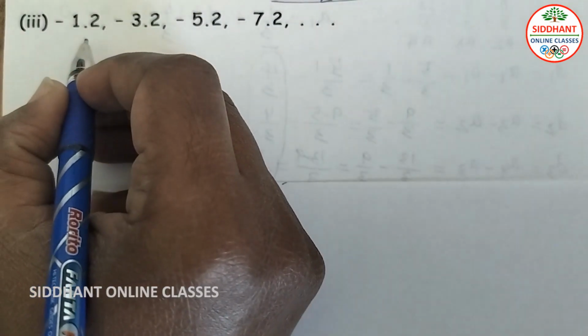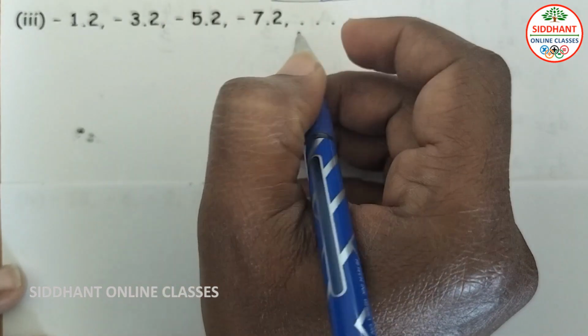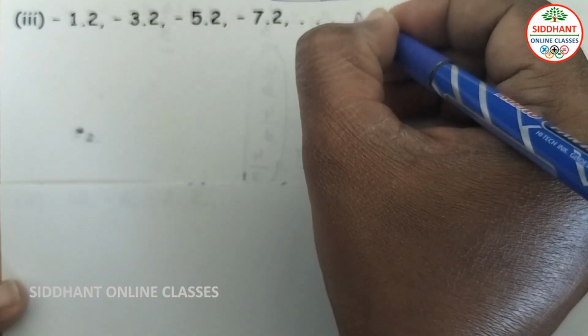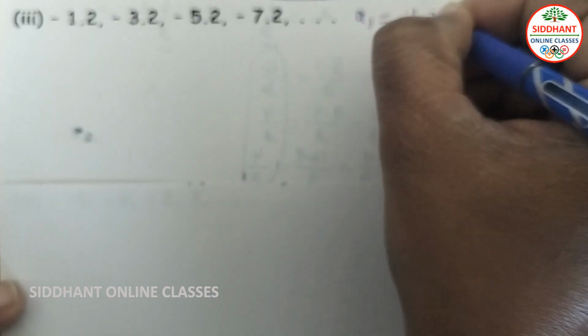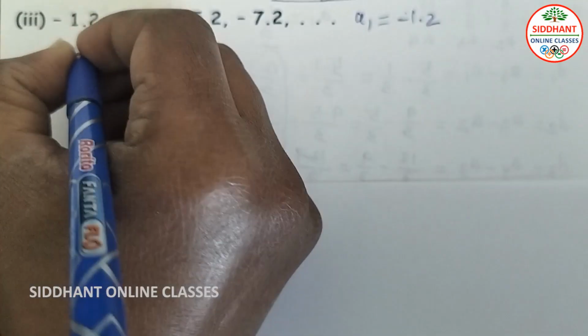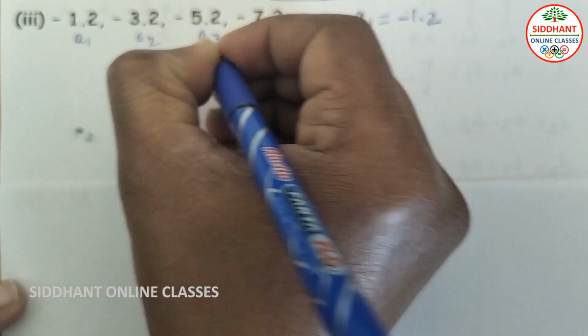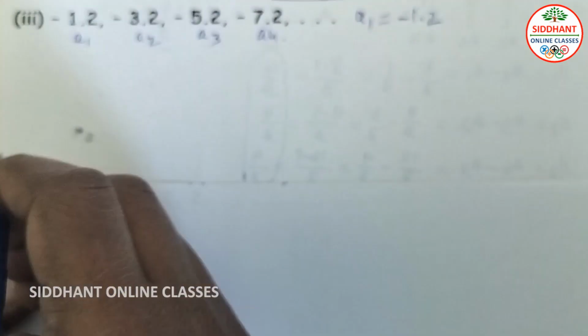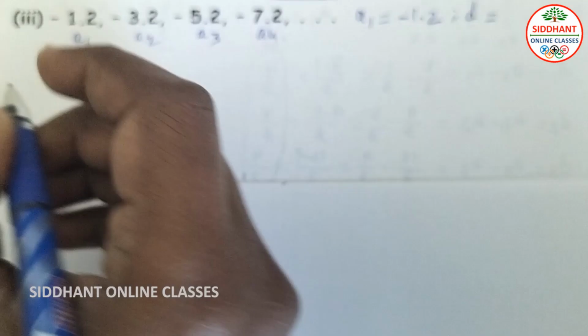Third one: minus 1.2, minus 3.2, minus 5.2, minus 7.2. So here A1 is equal to minus 1.2. Let it be A1 here, A2 here, A3 here and A4 here. Now let's find the common difference, which is D here.